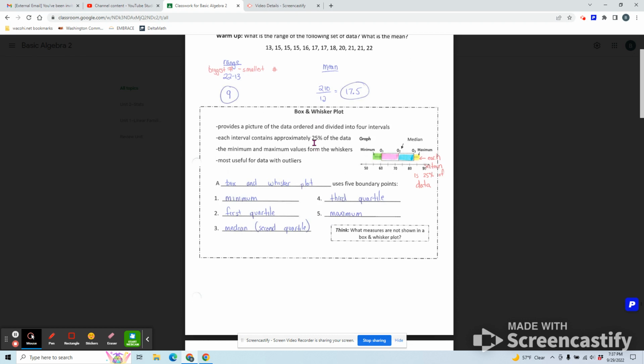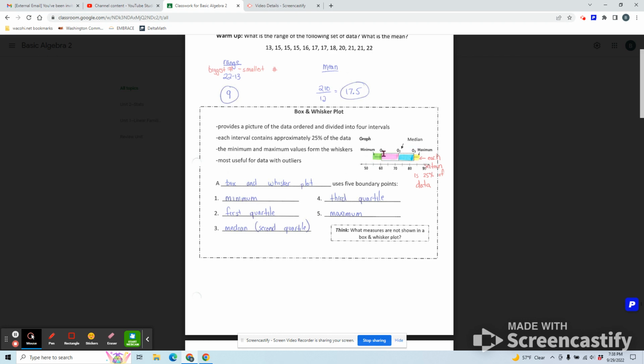So a box and whisker plot provides a picture of data ordered and divided into intervals. Each interval is 25% of the data. So if you look over here, and you see these different colors, the green is 25% of the data. The pink is 25% of the data. The blue is 25% of the data, and the yellow is 25% of the data.